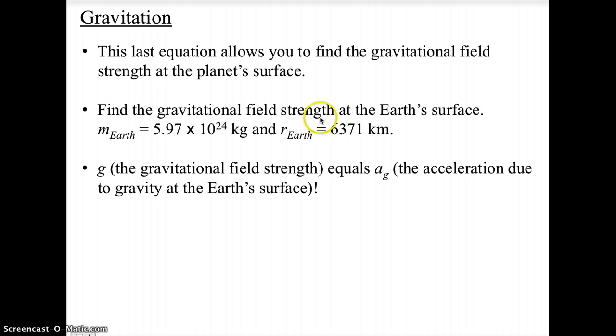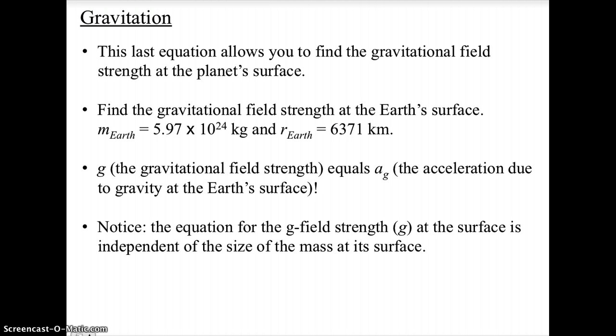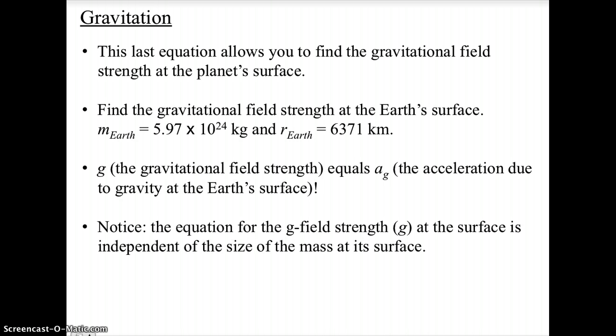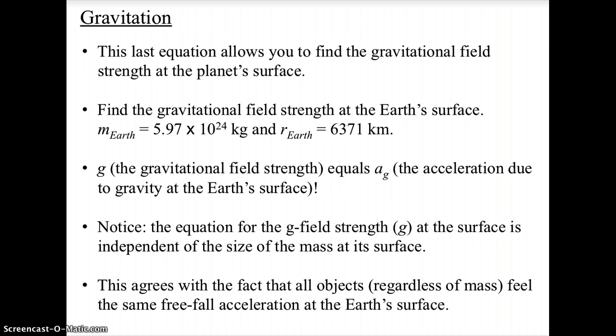Use the equation on the last slide and use these values to derive the fact that g is 9.81 at the surface of Earth. And notice in the equation on the previous slide, there's no little m in the equation. So down in the final equation here, little m does not appear, which means the gravitational field strength at the planet's surface is independent of the test mass. And that is nice and pleasing because it agrees with the fact that all objects, regardless of mass, have the same free fall acceleration at the Earth's surface.